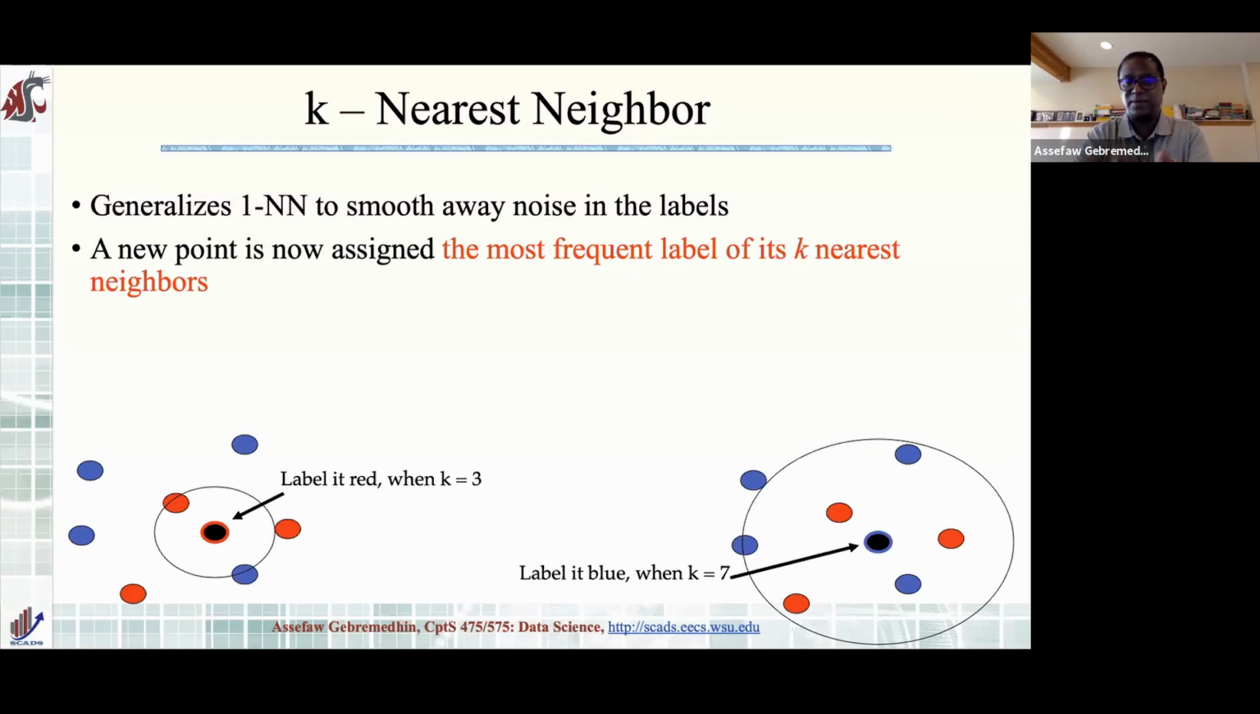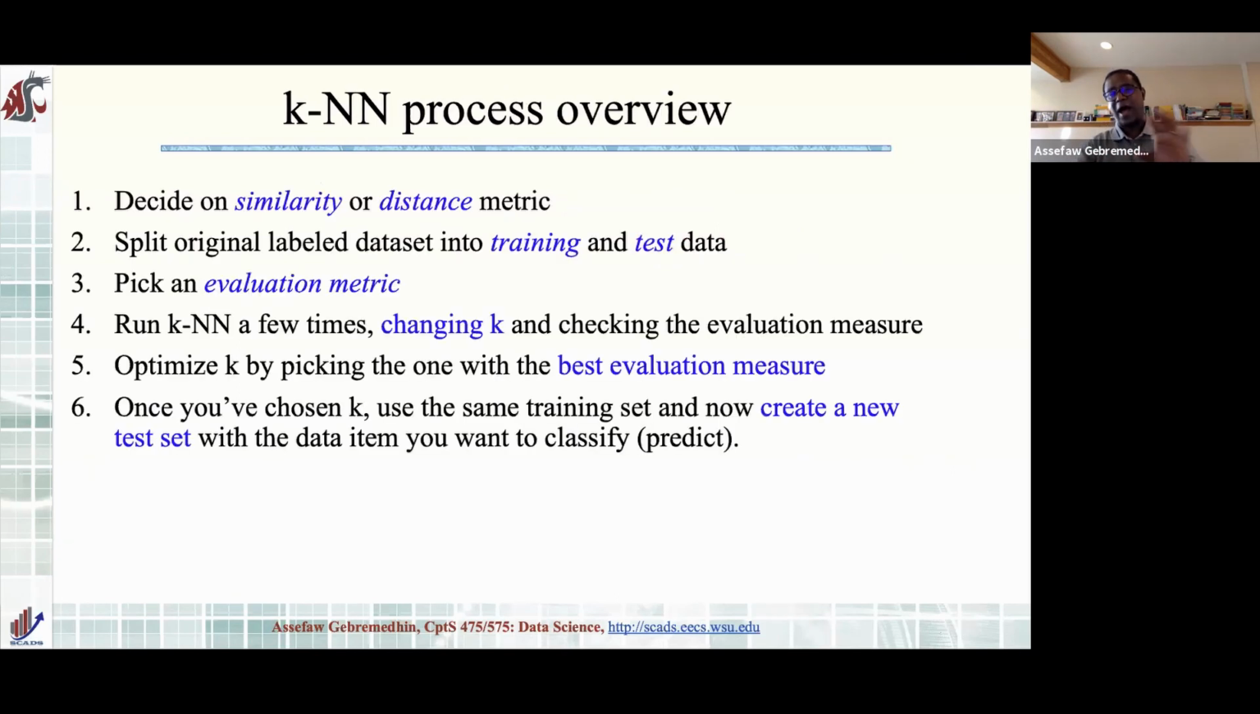So in this particular example, we saw three values of K. In two of the cases, the decision on the label for the object was one, and the case when K was seven was another. That means the value of K is going to determine the classification algorithm's performance, or what label we would give to an object. And so it becomes important, as you can see. So I'm going to give you an outline, which I call the K nearest neighbor process overview.